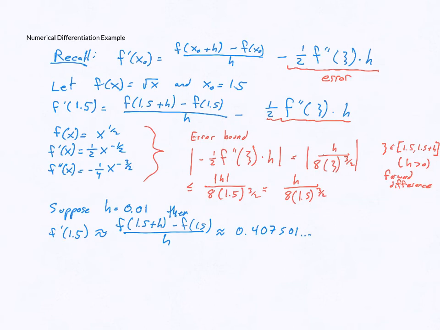And my error bound for that is going to be equal to 0.01 divided by 8 times 1.5 to the 3 halves, which is approximately 6.78 times 10 to the negative 4.